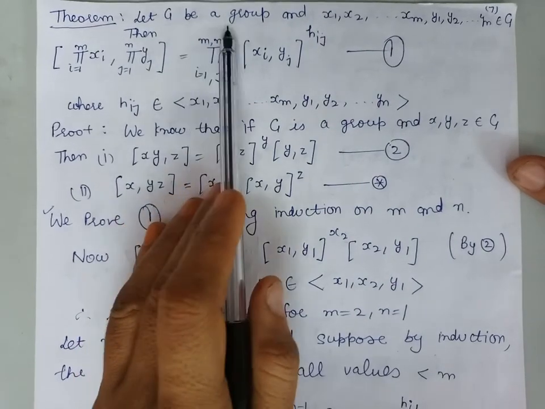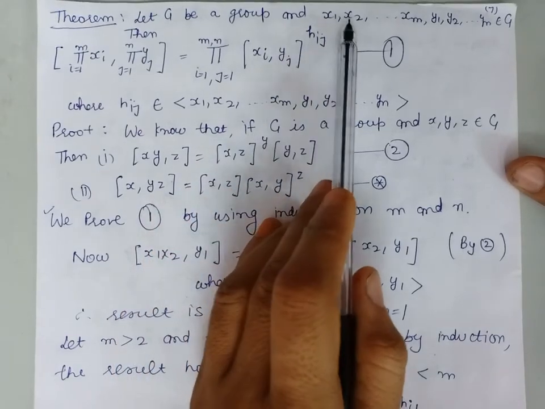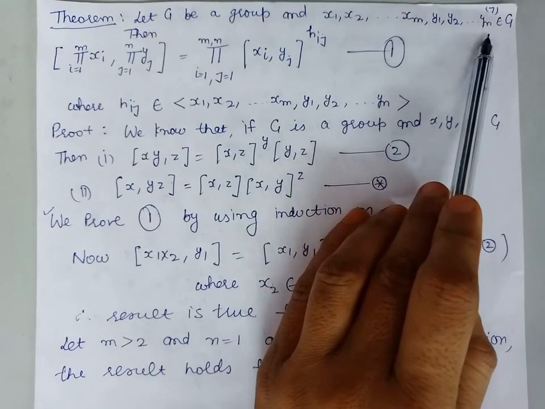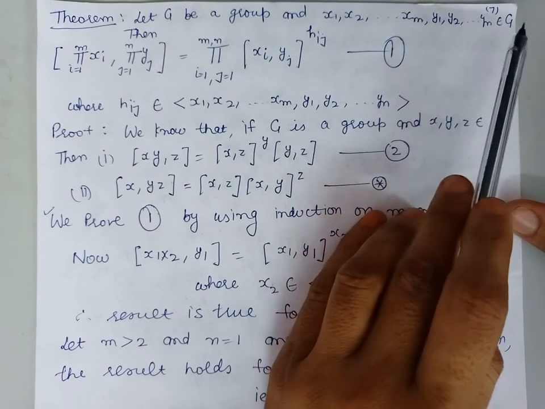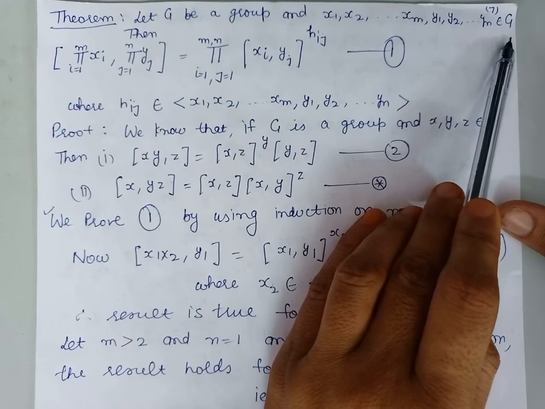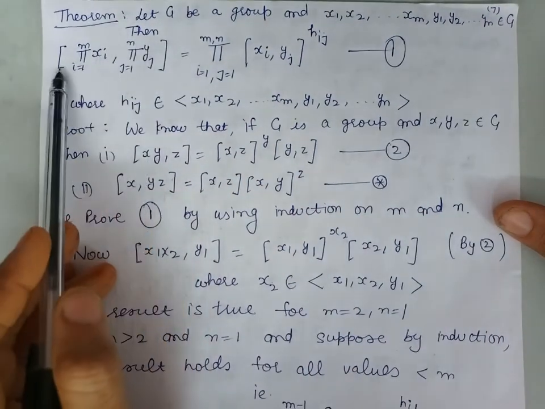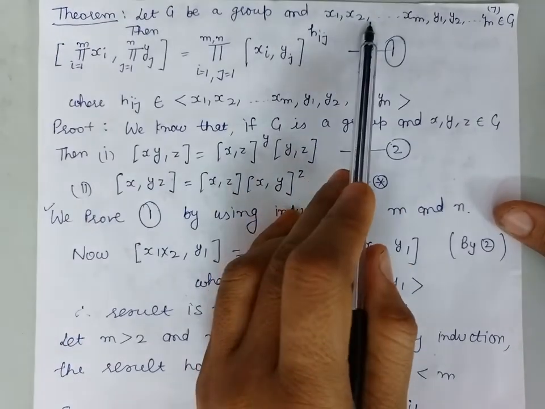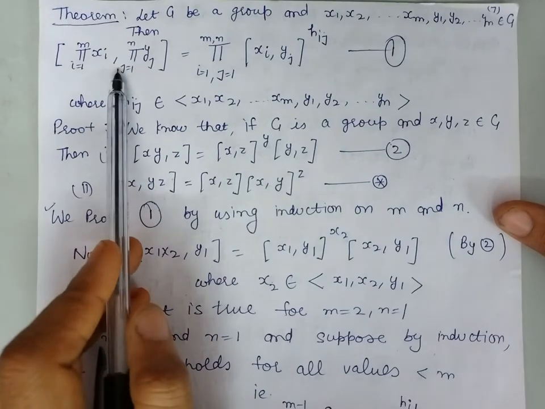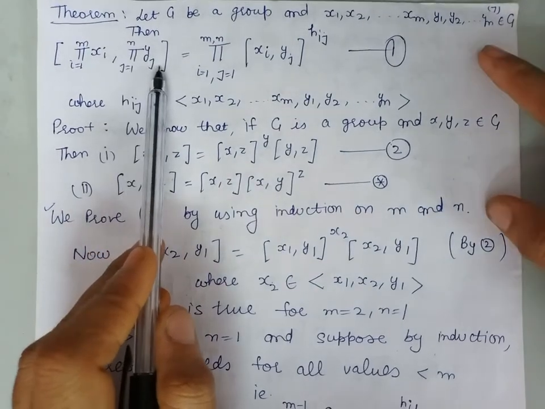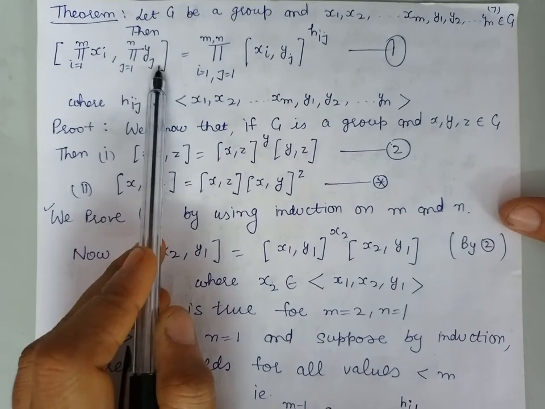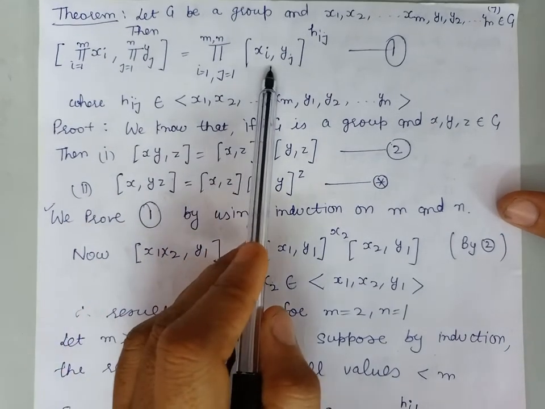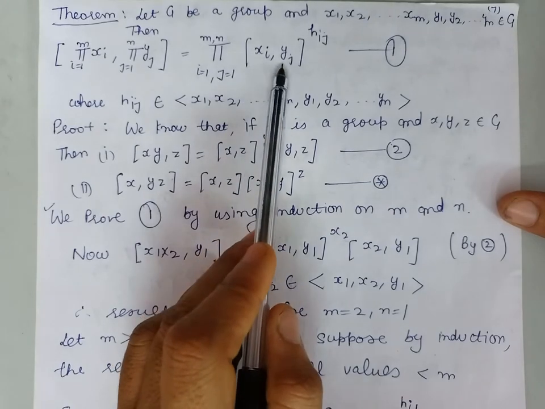So let G be a group and x1, x2, x3 up to xm, y1, y2, y3 up to yn. These are the elements of the group G. Then we are to prove that the commutator of the product of these m elements x1, x2, x3 up to xm with the product of these n elements y1, y2, y3 up to yn is given by the product of the commutator of xi with yj.